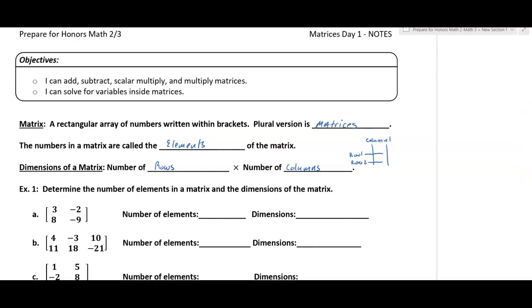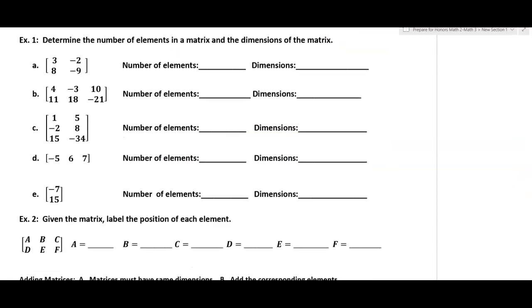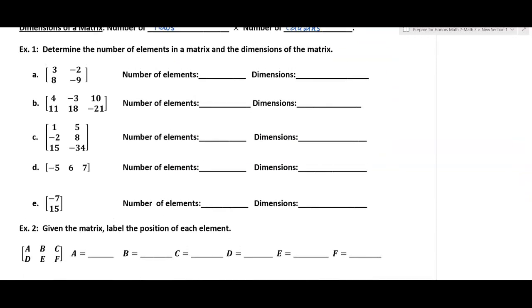So when we look down below here, determine the number of elements in a matrix and the dimension of the matrix. So right away here, number of elements. There are 1, 2, 3, 4 elements inside this matrix. And the dimension is, how many rows do I have? I have 2 rows by 2 columns. So this is a 2 by 2 matrix.